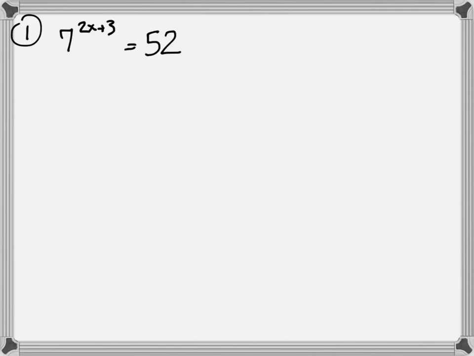So if we have 7 to the 2x plus 3 equals 52, we want to find out what x is. The only way to find out the value of x is to get the x by itself, so that means get the x isolated. To do that, we're going to change forms into logarithms. We're first going to change it into a logarithm, and then when we're solving it, apply change of base.